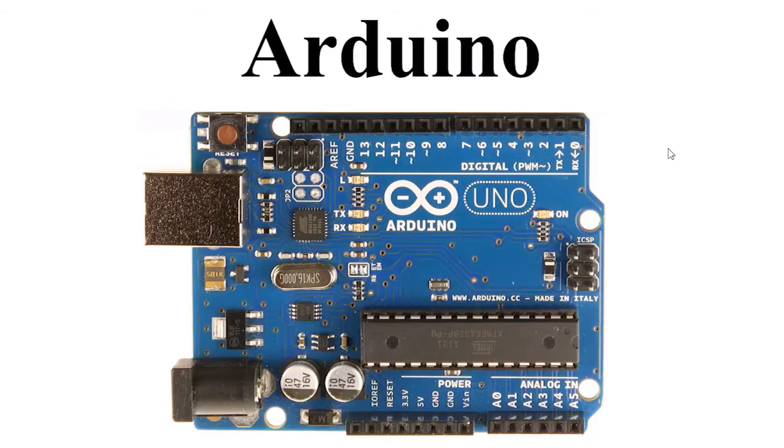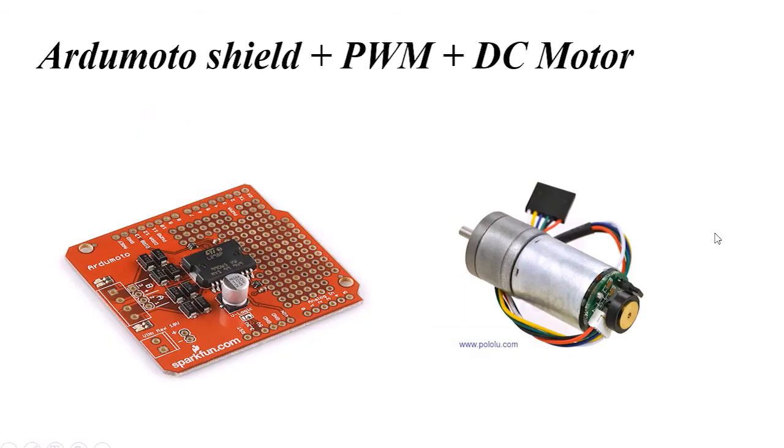Hi, I'm Wei-Zhen. I'm in charge of the Arduino board. For the Arduino part, in our project we use the Arduino Uno board. So this is the Arduino Uno board. But we also need to use the Arduino motor shield board to control two DC motors by using PWM. So this is the Arduino motor shield board and this is a DC motor.